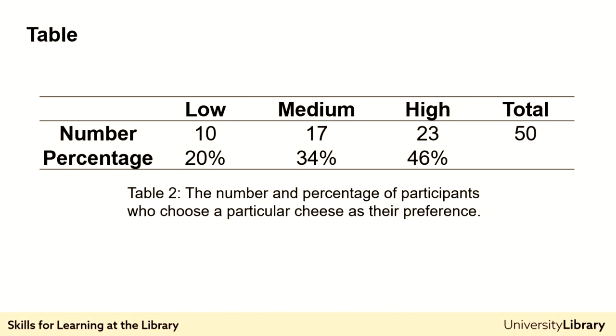So a table like this would be very helpful to show how overall more people preferred the high salt cheese. A table is perfect as the message is a very simple one. Note, I have included a caption describing the data shown.